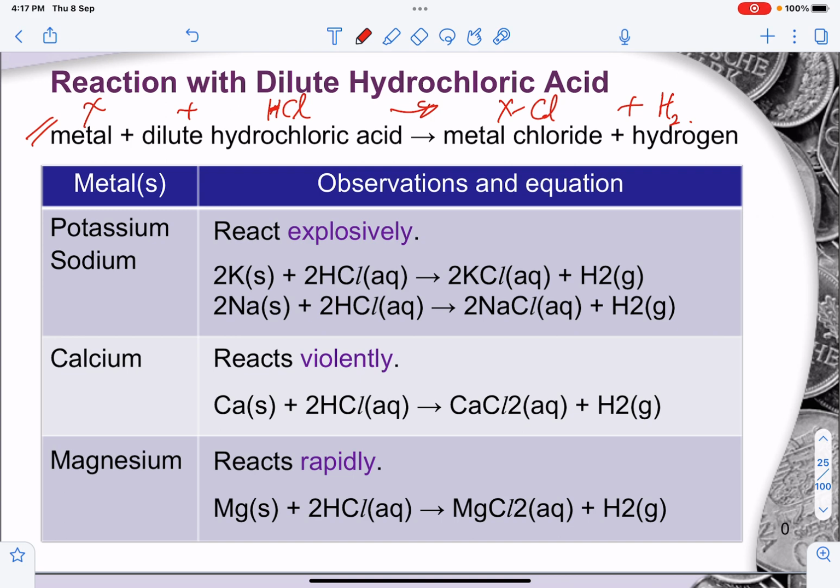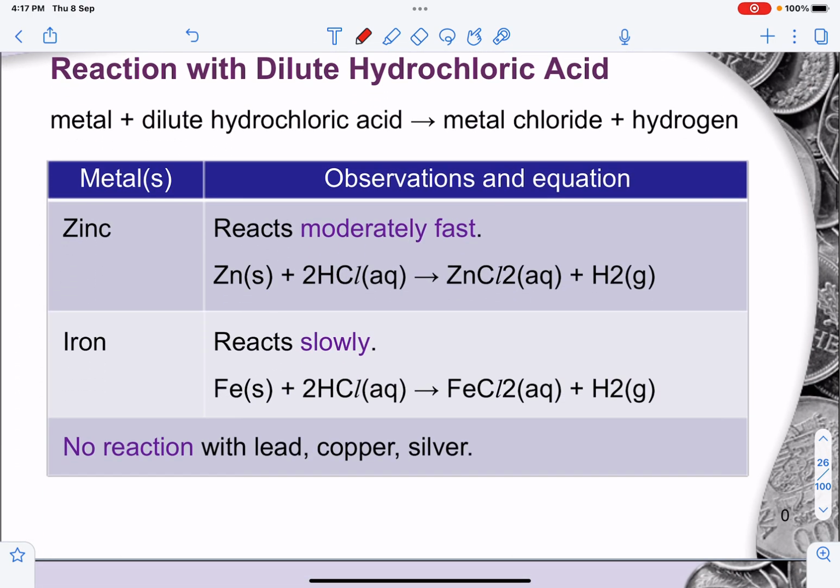But you could see that for potassium, sodium, calcium and magnesium, they tend to react explosively, if not violently and rapidly. However, if you look at the rest, you have your zinc and iron still able to react, but there is no reaction with lead, copper and silver. Why? Because copper and silver tend to be very unreactive. Lead, on the other hand, when it reacts with acid, can form some form of insoluble layer that doesn't allow the metal to further react with the acid around it, so the reaction will stop.